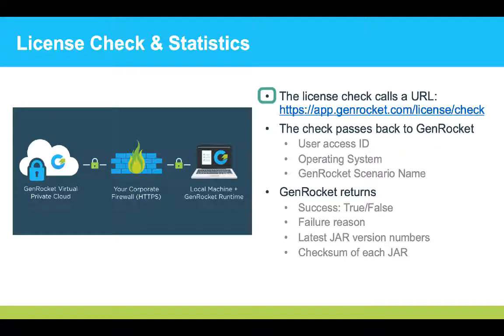Over the secure connection, it passes a user's access ID, the type of operating system, and the name of the scenario to run. It returns a success or failed flag, the failure reason when failed, the latest jar version numbers, and a checksum for each jar.